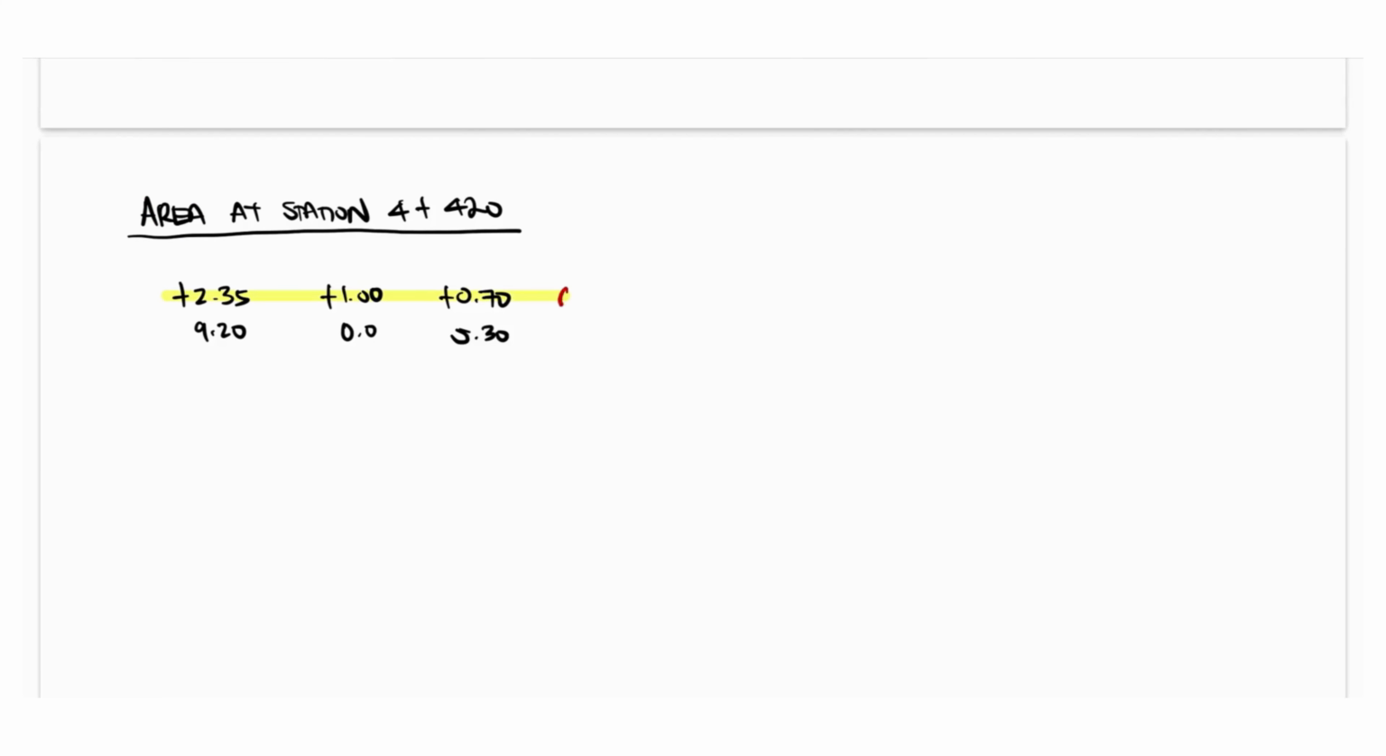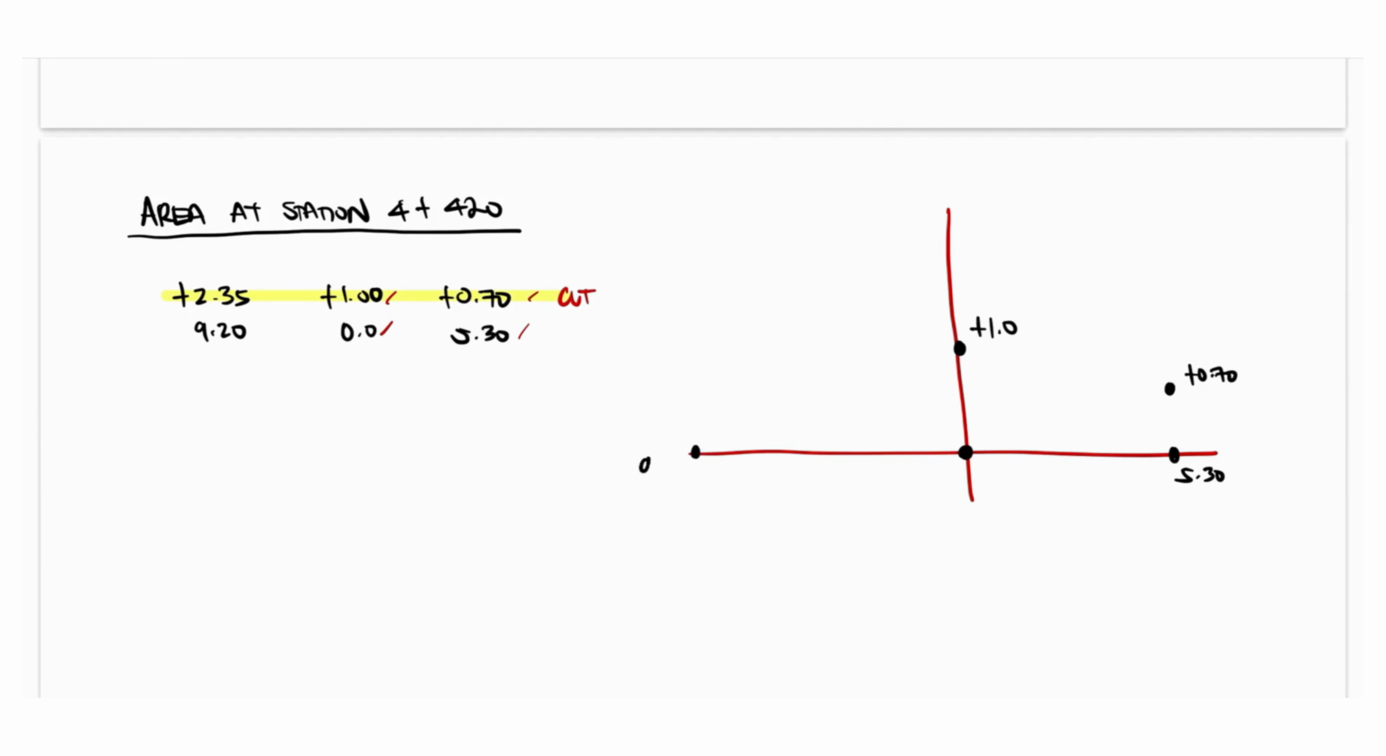Next, we follow the same procedure to determine the area of the second cross-section at station 4 plus 420. From the first row of given values, which represent the vertical components, all values are positive, indicating a cut section. We begin by sketching the grid and plotting the centerline at 0, with a corresponding elevation of plus 1.00. Then, we plot the right offset at 5.30 meters with a vertical value of plus 0.70. Next, we plot the left offset at 9.20 meters with a vertical value of plus 2.35.